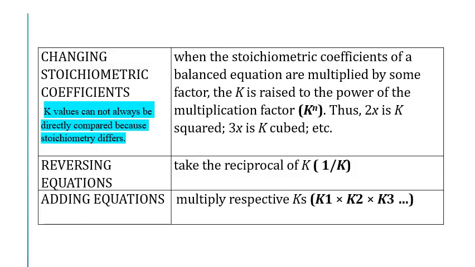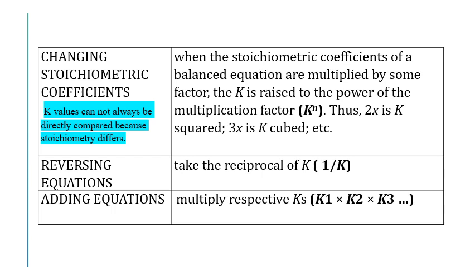And now, what if a chemical reaction is modified? We normally modify the chemical equation in 3 ways. So what will happen to the K value when we modify that? If we change the coefficient, the K value from the original one will be raised to the power of the coefficient. Let us take an example here.